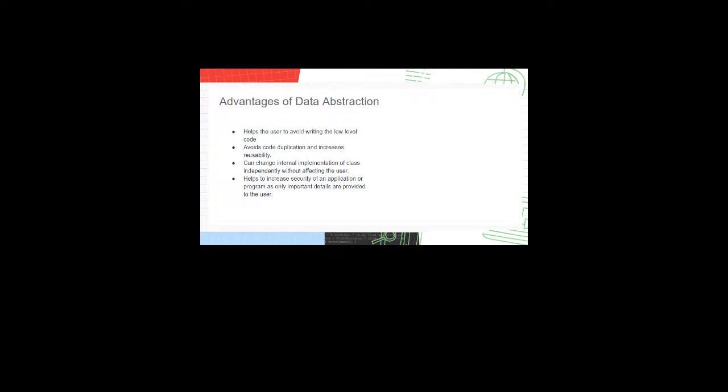Then we can change the internal implementation of a class independently without affecting the user. Since we are only showing some important information to the user and hiding the other implementation of the class, we can modify the functions or their implementation, and the user would not be affected. And next, it helps to increase the security of an application or program, as only important details are provided to the user and our internal functioning is hidden from the users. So this increases the security.